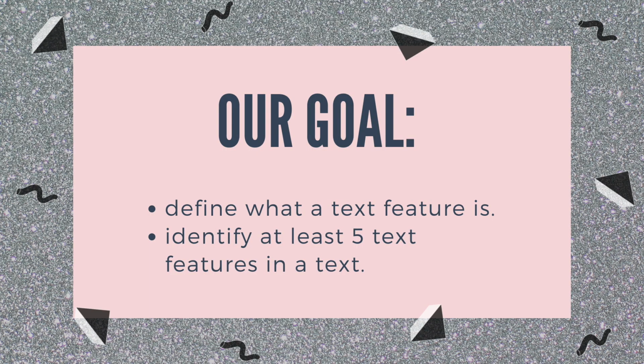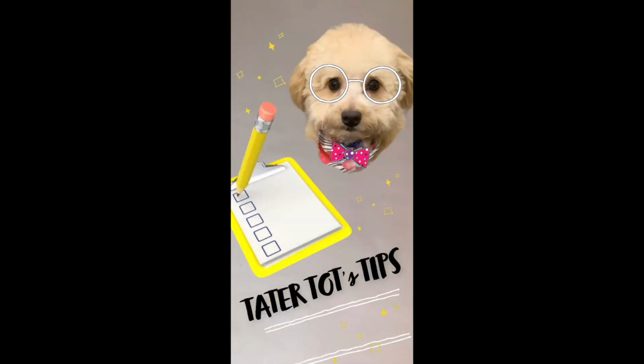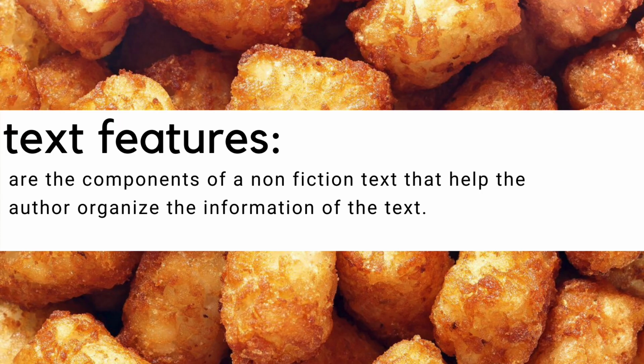Okay, now it's time for us to focus on our goal. By the end of this lesson, you should be able to define what a text feature is and identify at least 5 text features in a text. And now it's time for Tater Tots Tips! So, text features are the components of a nonfiction text that help the author organize the information of the text.